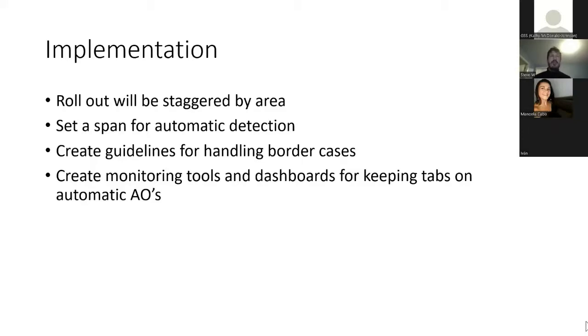So the initial stab at handling that is just making sure we're monitoring them, and if they are borderline, then just put them in manually. A follow-up to that is we need to create monitoring tools so that all our areas can keep tabs on what the automatic algorithm is doing and where it's placing the AAOs.